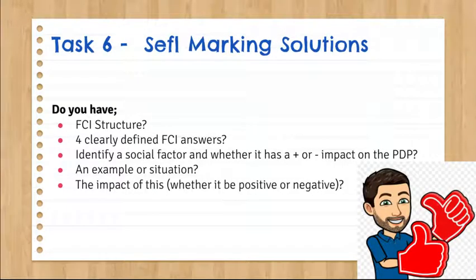So for you to mark this on your own, just have a wee look through this checklist. Do you have a factor, context, impact structure for each of your answers, each of your marks? Did you identify a social factor and whether it has a positive or negative impact in the PDP? Do you have an example or situation and what the final impact of that is as well? Be honest with yourself here when you're marking it.